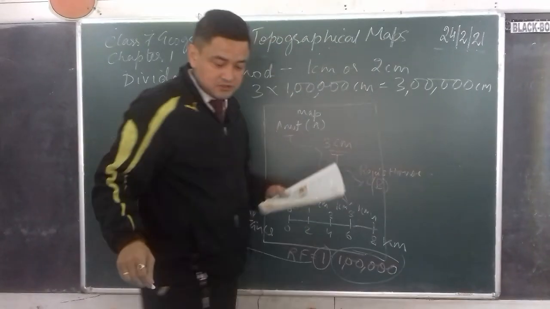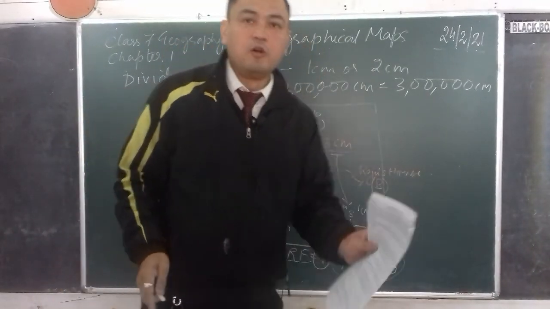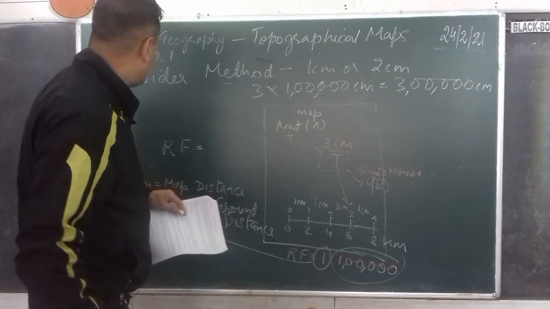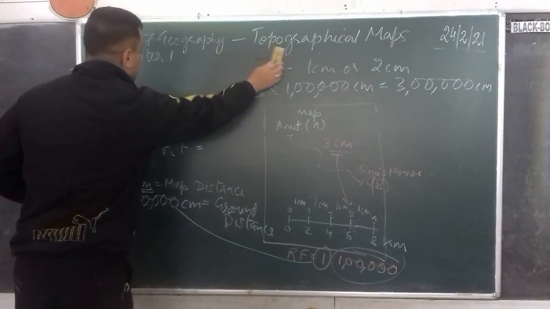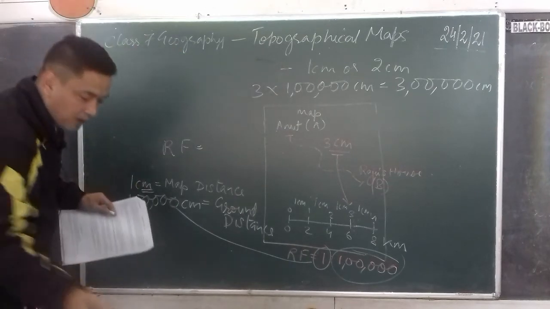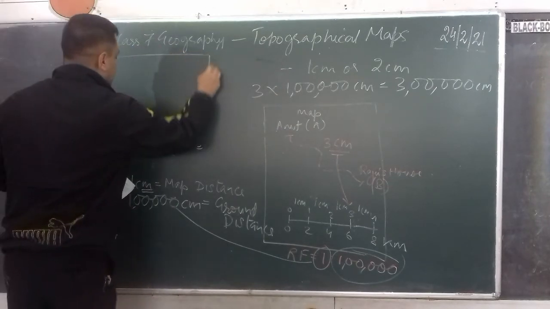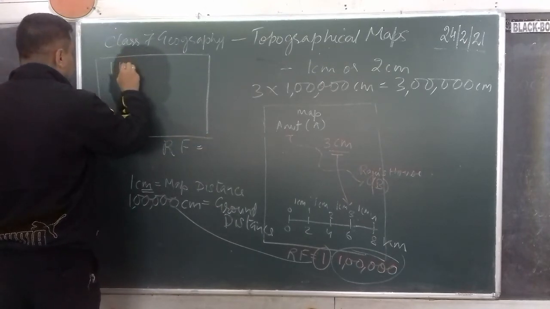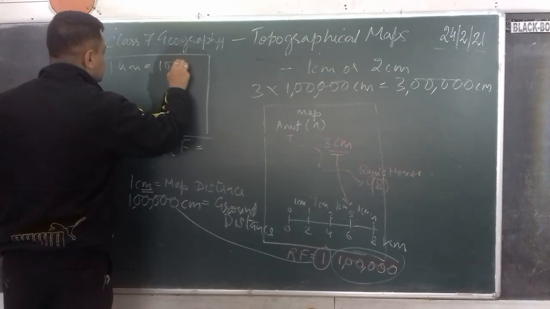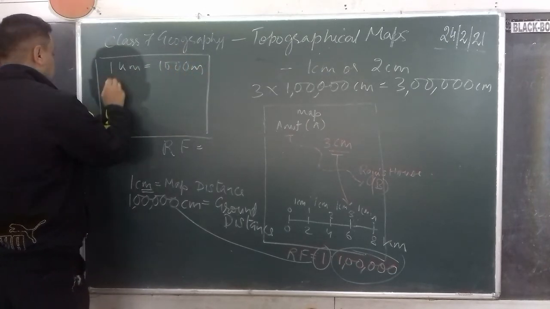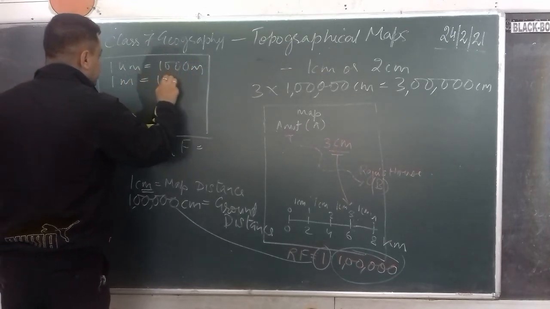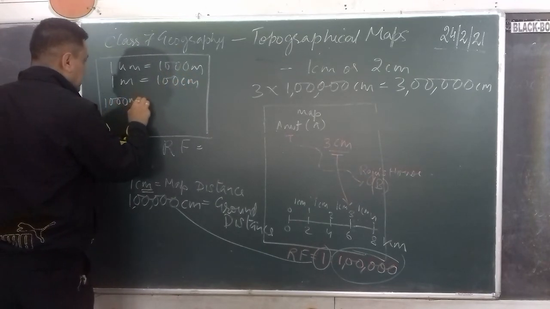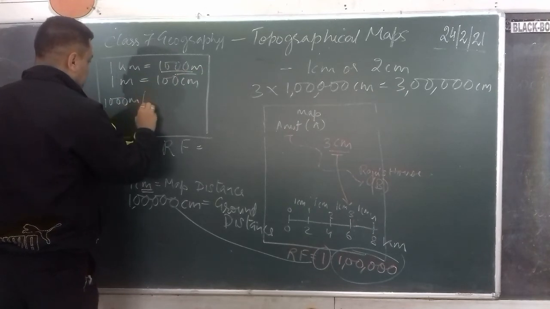Now I am explaining you this also, but hope you have seen the video or not. So I am writing it again, in the divider method only, in a box here. 1 kilometer means 1000 meters. Then 1 meter is equal to 100 centimeter. Then 1000 meter is 1 kilometer.